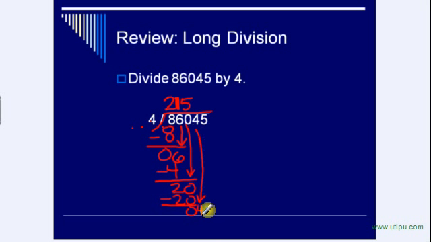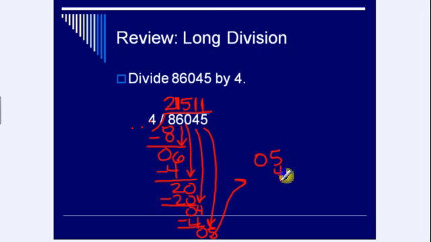Then 4 goes 1 time into 4. Multiply, subtract, bring down the next number. 4 goes 1 time into 5. And then, let's see, I ran out of space there. Let's bring it up over here. So I was left with 5. 4 times 1 is 4. Subtract. And that's my remainder.